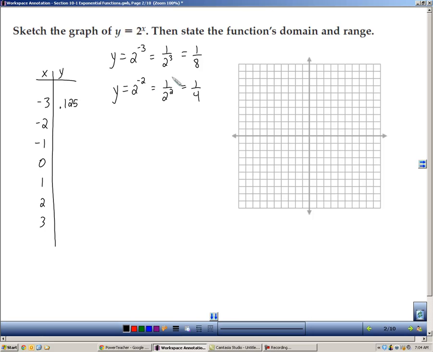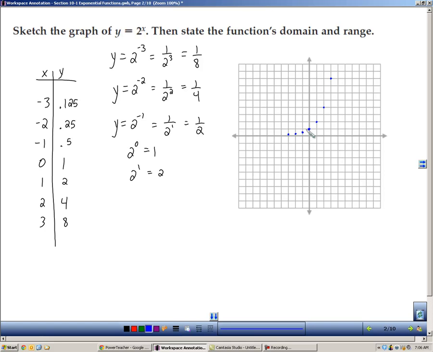So 2 to the -2nd is 1 over 2 squared, which is 1/4. So that's 0.25. Plugging in a -1, you get 2 to the -1st, which is 1 over 2 to the +1st, which is 1/2. Putting a 0 in, you get 2 to the 0, which is just a 1. So I'm going to take these ordered pairs and I'm going to graph them and try to get an idea of what the sketch could look like.